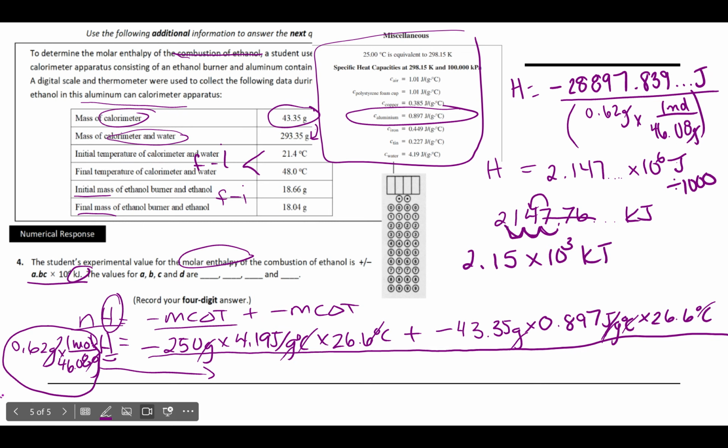It is negative because it's combustion, exothermic. It should be negative when we are done. And this negative actually didn't cancel out at any point. So your answer with this one would be 2153, because this would be your A, your B, your C, and your D.